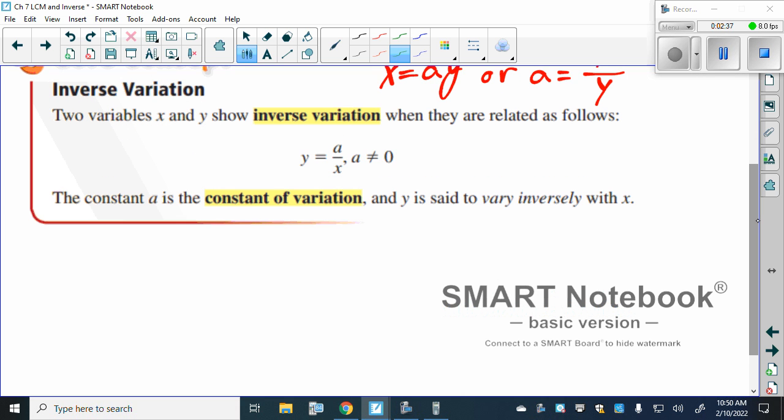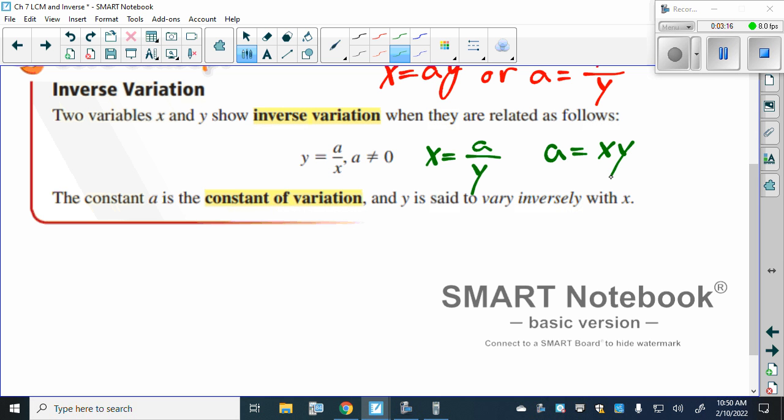Now, the same thing is true for our inverse variation, because we're given the general equation, y is equal to a over x. Well, that means I can easily say that x is equal to a over y. They're the same thing. They're both still considered inverse variation. And the other way that we had this is that we could get the variable by itself, saying a is equal to x times y. And we have this here.